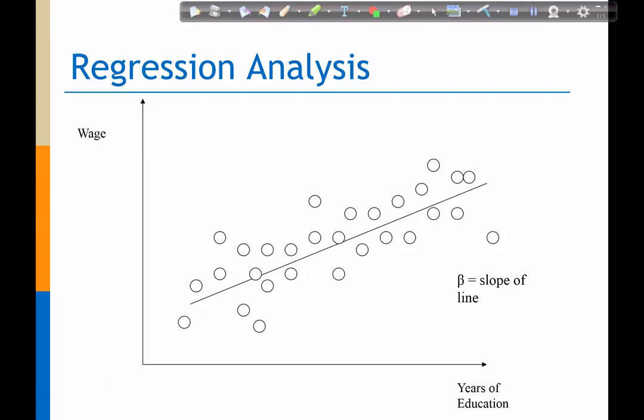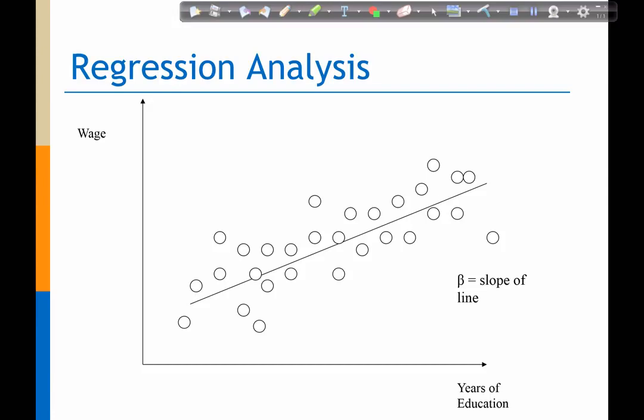Here's a graphical representation of what we're doing. So I have wages on the y-axis and years of education on the x-axis. And all those little circles represent actual data points. So data we've collected from individual people on their wages and years of education. And the line we're estimating is also drawn through the data.